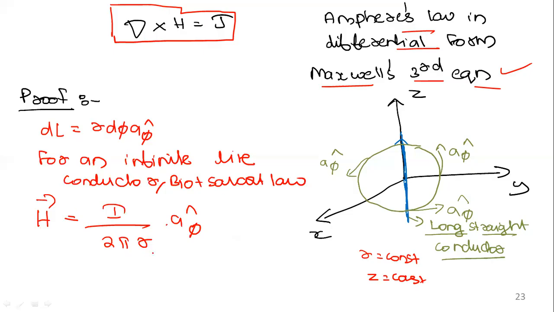Okay, so you have this here. Now, what does Ampere's Circuital Law say? Ampere's Circuital Law says that the closed integral of H dot dl is something, right? So we need to find out that it is I enclosed. Then we say it is proved.